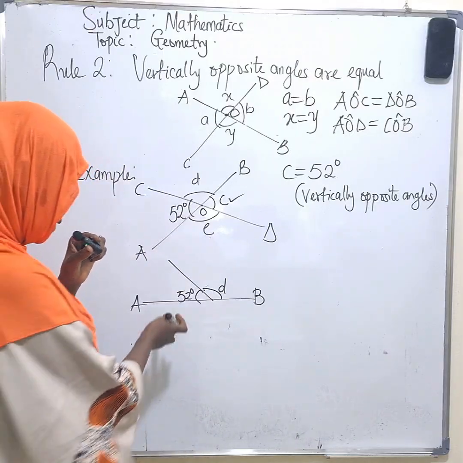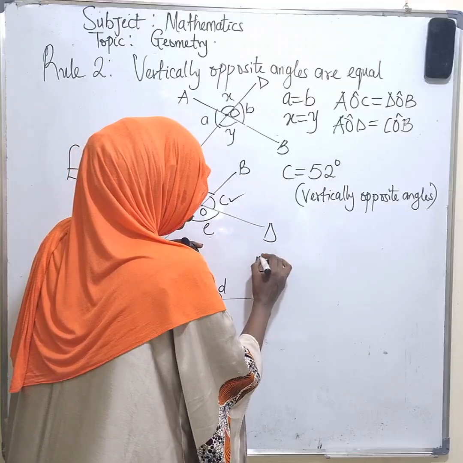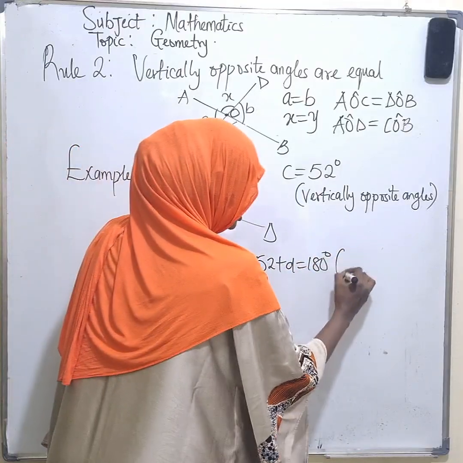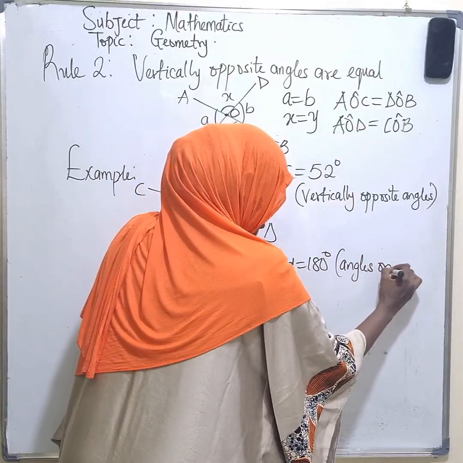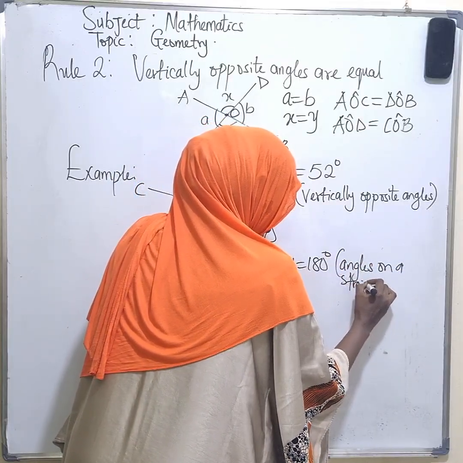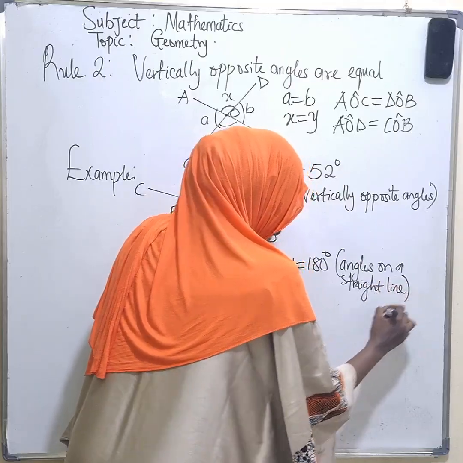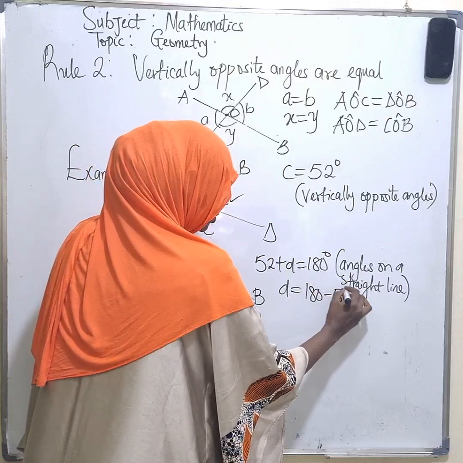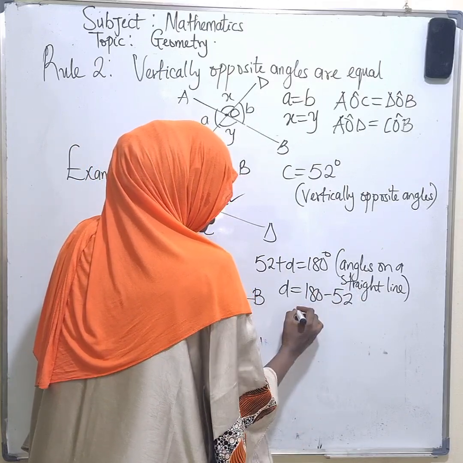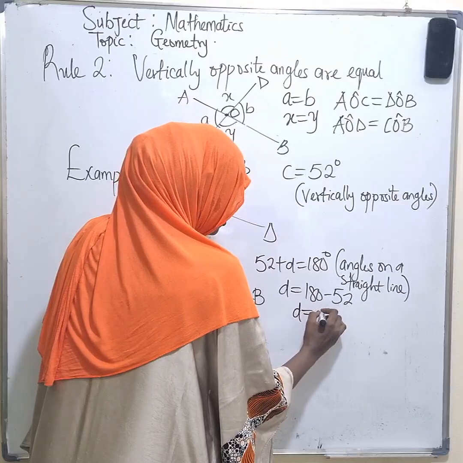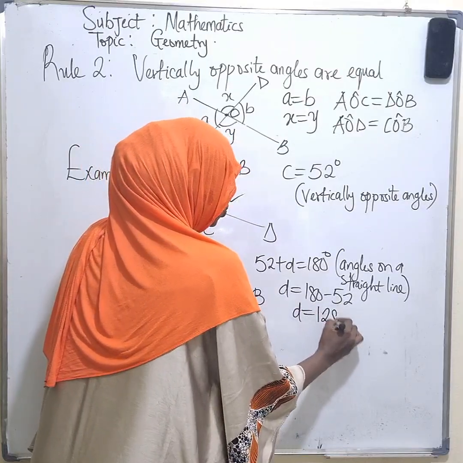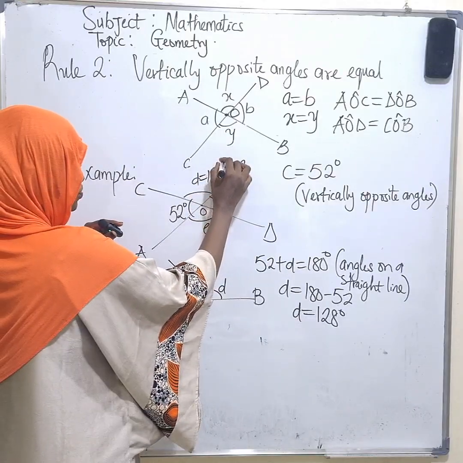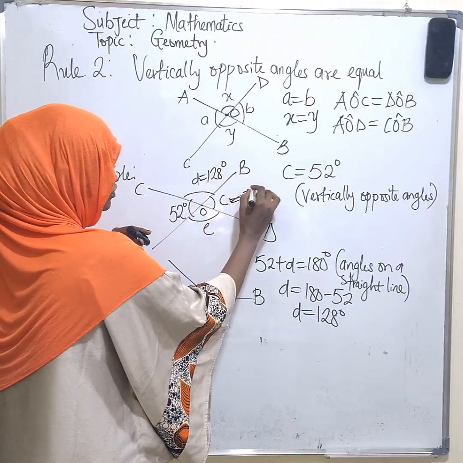This is angle on a straight line, right? So we sum 52 plus D equals 180 degrees. Why? You state the reason: angles on a straight line. The reason is very important. Now let's get D. So D will be equal to what? 180 minus 52, right? And if you subtract 52 from 180, we're going to have 128 degrees. So we've gotten that of D. D is 128 degrees, right? So C is equal to 52 degrees.